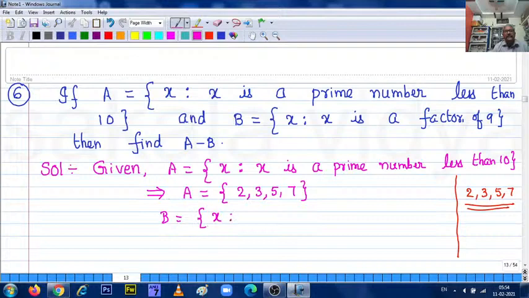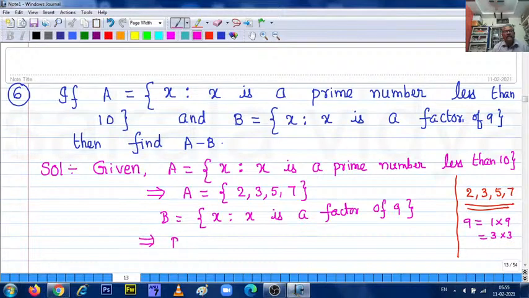X is such that X is a factor of 9. That means we need to find the factors of 9. What are the factors of 9? 1 into 9, 3 into 3. That's all. So B is equal to 1, 3, 3, 9. In a set, elements should not be repeated, but here 3 is repeated two times. We need to consider it only one time: 1, 3, 9.